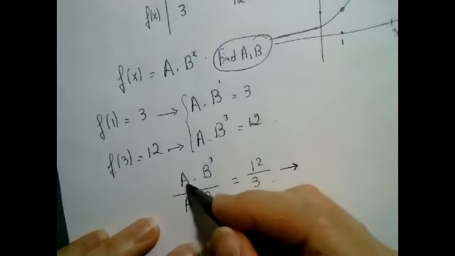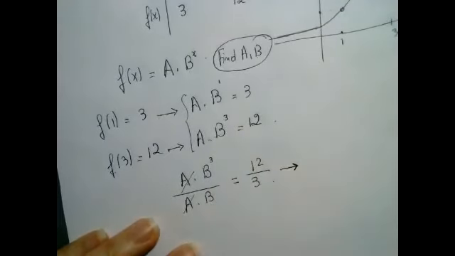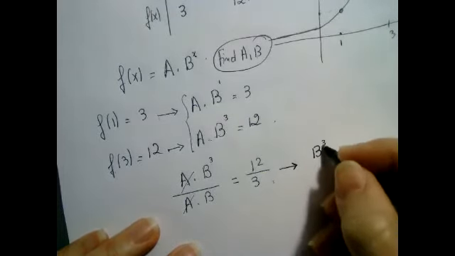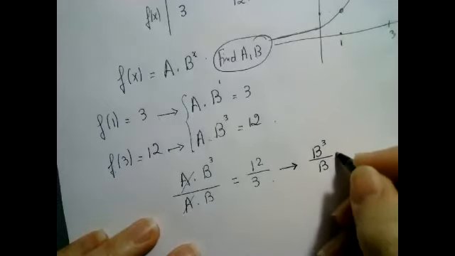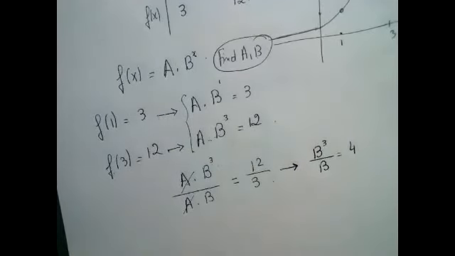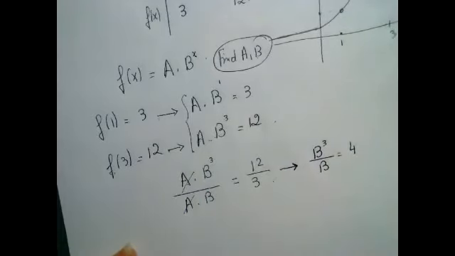This is ab to the 3 divided by a. The benefit is now I can simplify the a's. By simplifying the a's, I'm going to have b to the 3 over b equal to 4. It means I'm trying to get an equation in b alone. So the benefit of dividing them is basically to be able to simplify by a.